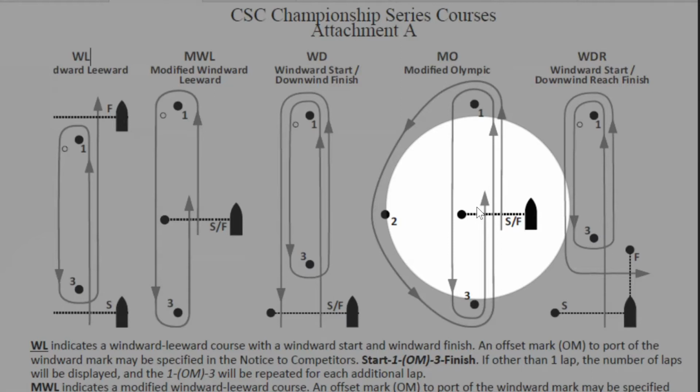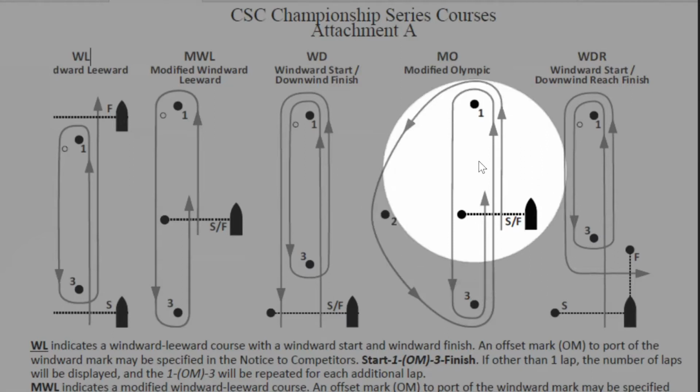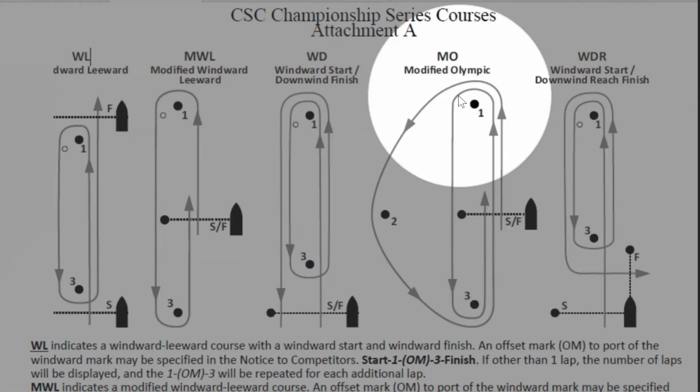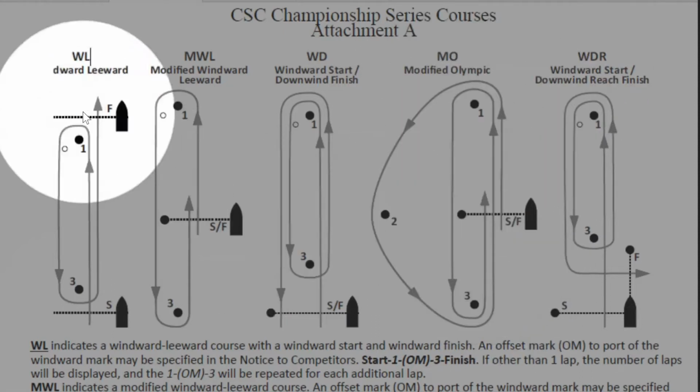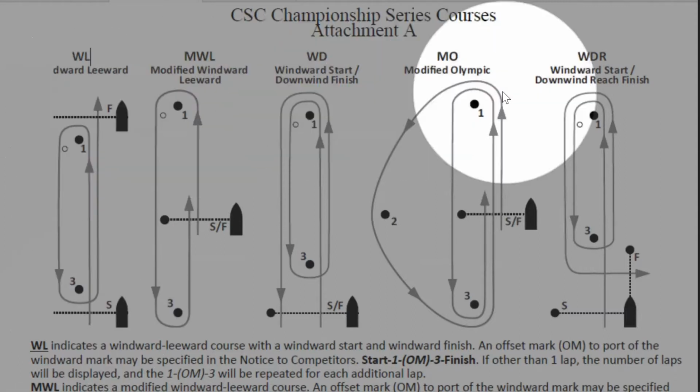The one that Eric is showing right now, I'll just go ahead and comment since I've got the floor. I've sailed this course where the start line is to leeward and the finish line is to windward, kind of like the WL, so that gives you that extra long upwind leg. This course, but with the separate start and finish, is the traditional Olympic course.